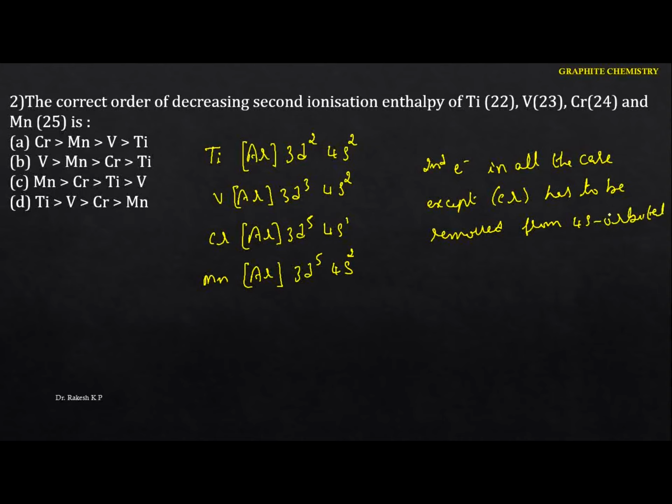But see the next one here. In chromium, the electron is removed from the half-filled d orbital. Hence it has a higher second ionization energy. Hence I can write that IE2 is greater for chromium. Now you have to identify the remaining ones.